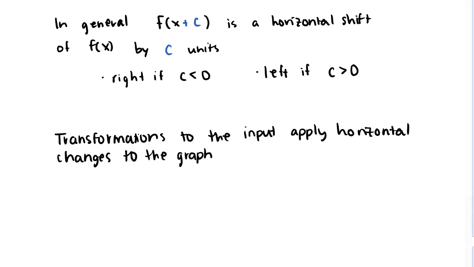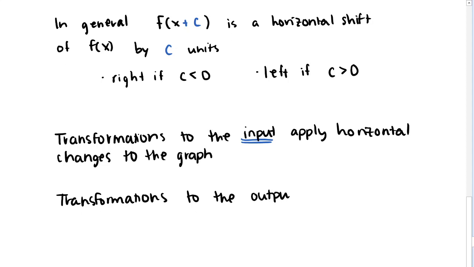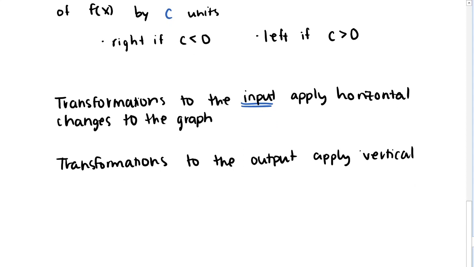And that kind of makes sense, right? The inputs are usually denoted by our horizontal axis, and so if we're going to change our inputs, we're going to make changes to where points are positioned in relation to our horizontal axis, left and right. But transformations to the function, to the output, these apply vertical changes to the graph.